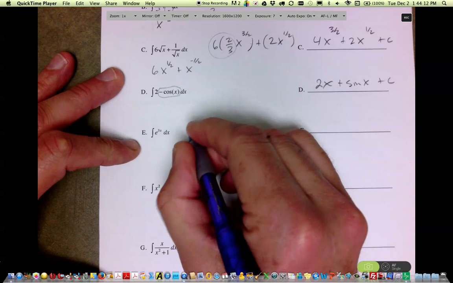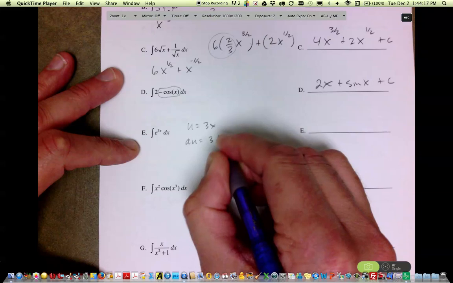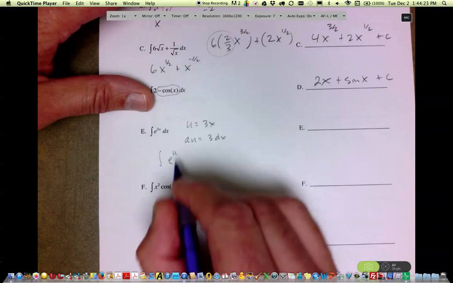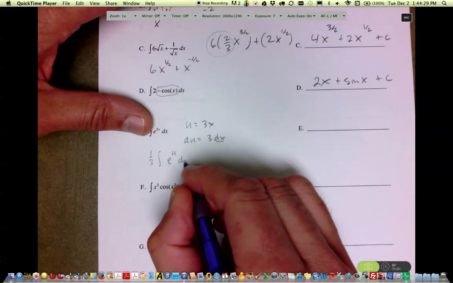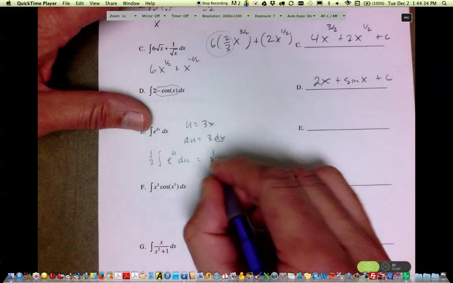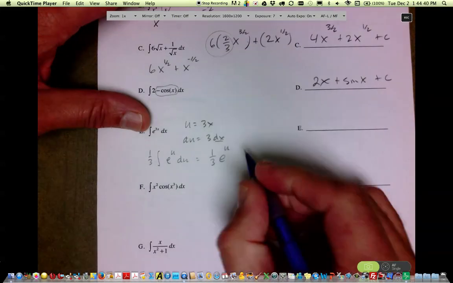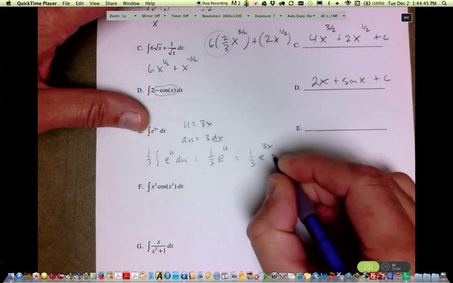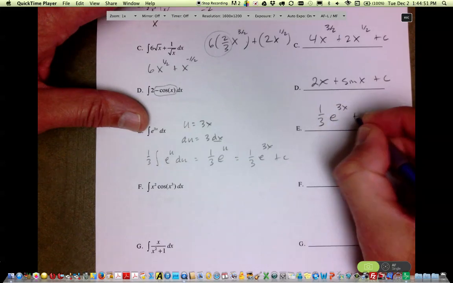Alright, and so for this one, if we say let's let u be 3x and du is 3 times dx, and then substitute in here, we're going to end up with e to the u, and then dx is going to be equal to 1/3 du, and so we end up with something that looks like that, 1/3 integral of e to the u du. So we get 1/3, an antiderivative of e to the u is e to the u. Okay, and then we're going to substitute back in, and we're going to get 1/3 e to the u was 3x, and then plus a constant. All right, so 1/3 e to the 3x plus c.